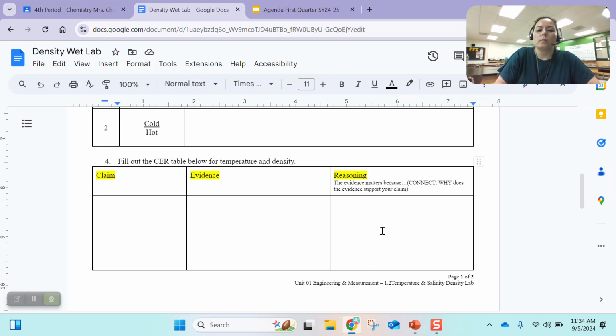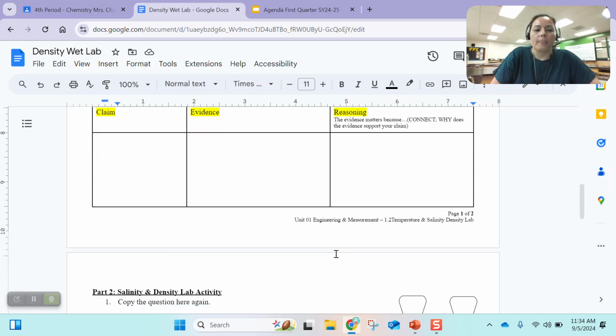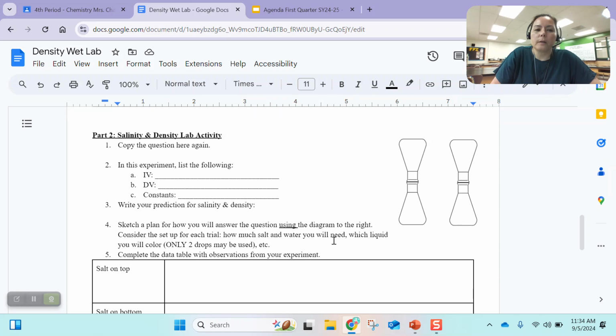Okay, so I'll just give you a hint really quick. Our scientific principle that we're looking at is that less dense objects float, more dense objects sink. That is a constant that is true all the time in the world. So that is a scientific principle that you can use to help to justify why this evidence is supporting this claim.